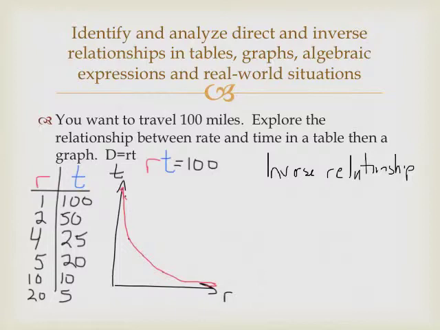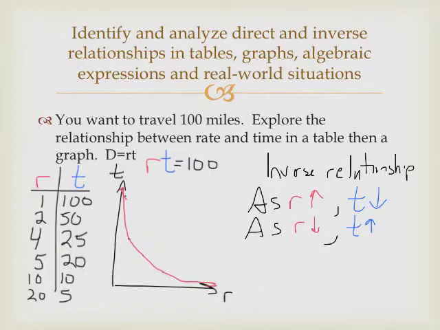It means that as, let's say, my R value goes up, so as my rate increases, my time is going to decrease, or vice versa. So that means as my rate decreases, then my time is going to increase. Okay? And so that just means that as one variable changes, a second variable changes in the opposite direction, and that's an inverse relationship.